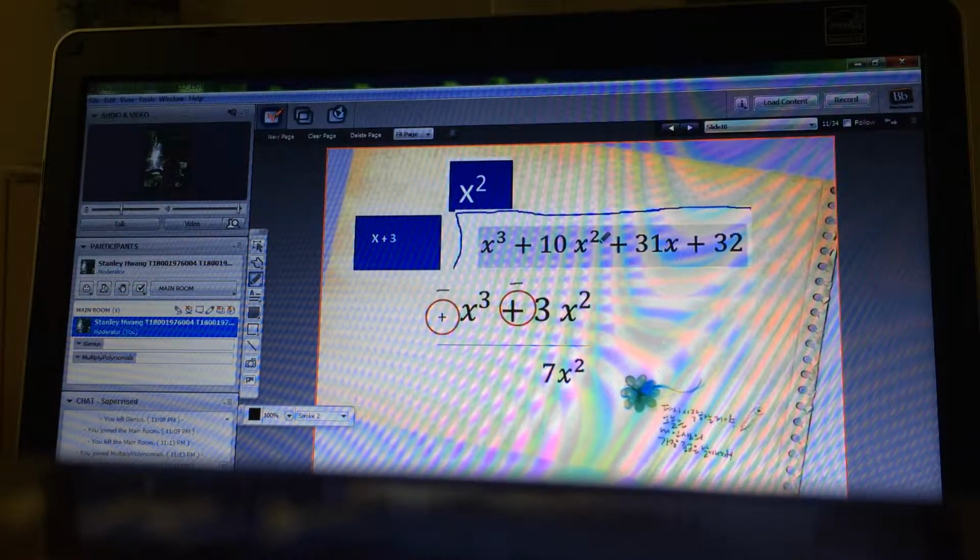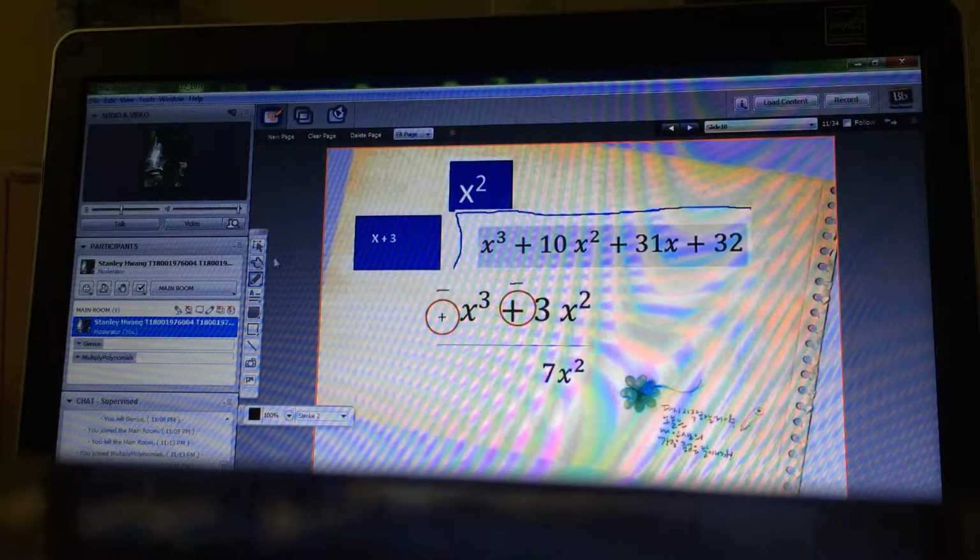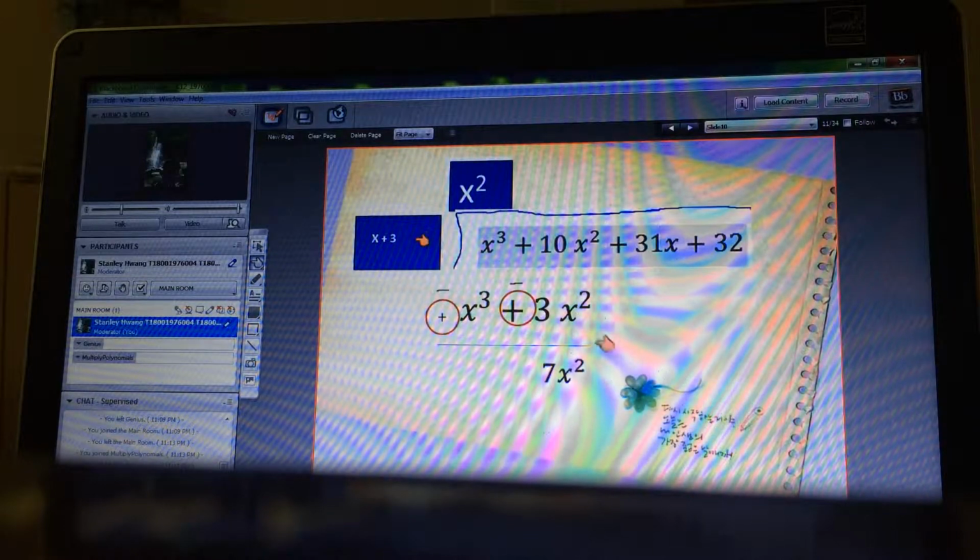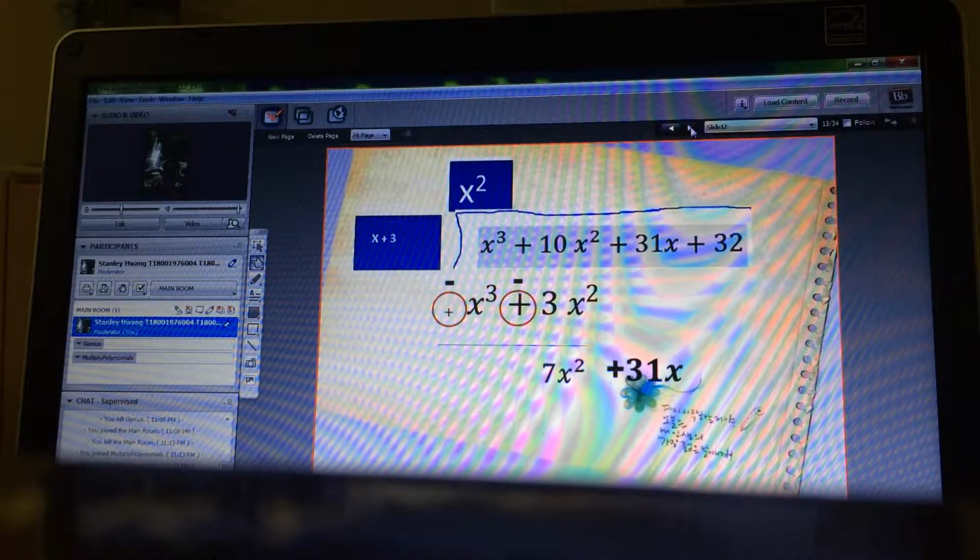This part here, since they both have x squared, we can add or subtract them. And then we bring the next term down because if we have two terms here in the divisor, we want two terms here as well. So there we go. We have the minuses there, and then you subtract and you get 7x squared. After you get 7x squared, you drop the 31x down and you repeat the process.